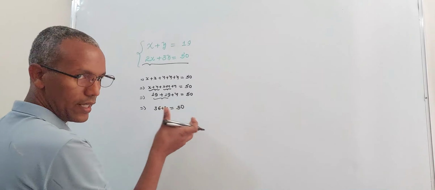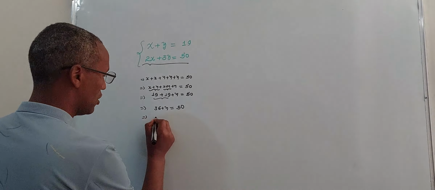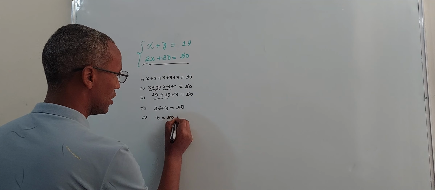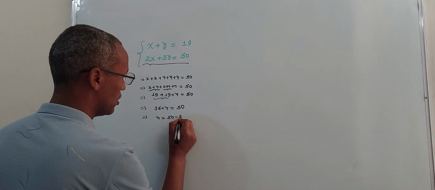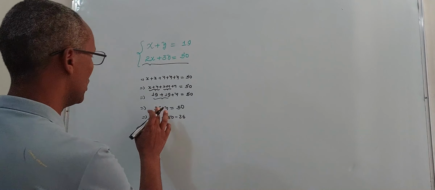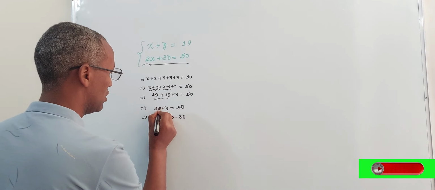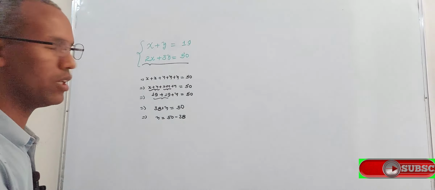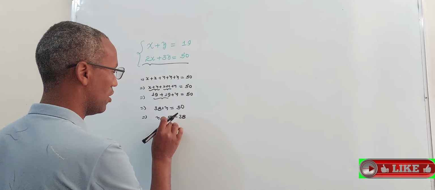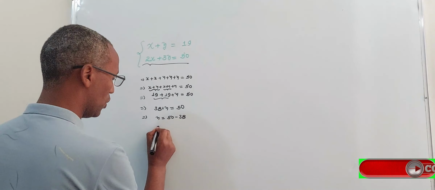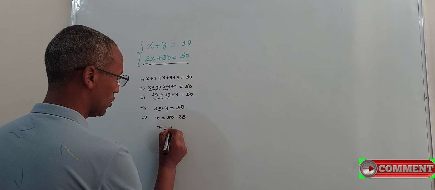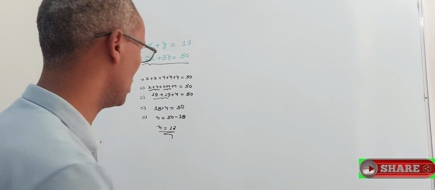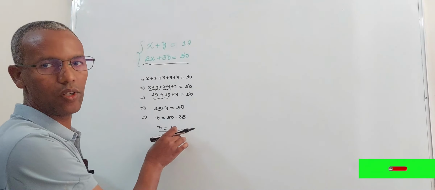Now, you can collect like terms. So y is equal to 50 minus 36, right? I mean, this is 38. I'm sorry about that, guys. This is 38, so this is 38 as well, it's not 36, okay? Now, when you subtract 38 from 50, you get 12, right? So the value of y is equal to 12.